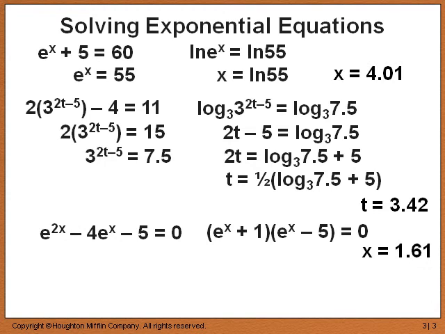Now, notice that e to the x plus 1 is not going to have a solution, because if you set e to the x plus 1 equal to 0, you're going to get e to the x equals negative 1, and that obviously doesn't work. And you can prove that to yourself on your calculator, because if you take the natural log of negative 1, you get an error. However, the other factor, e to the x minus 5, does work, because when you set that equal to 0, you get e to the x equals 5, and then when you take the natural log of 5, you end up with x equals 1.61.